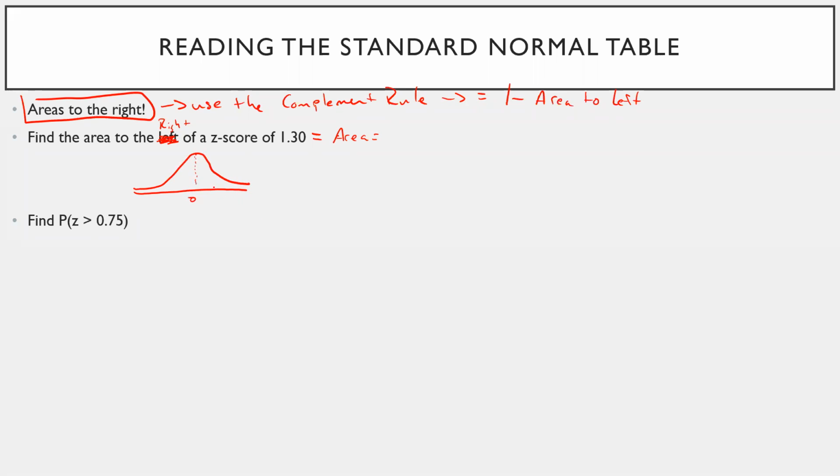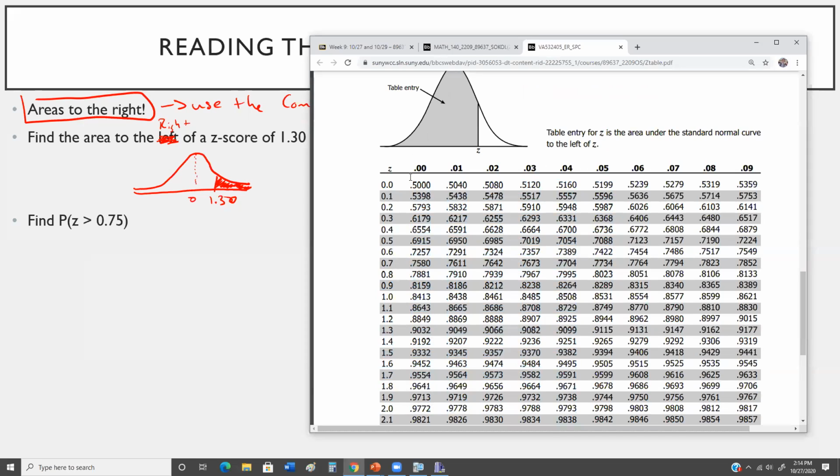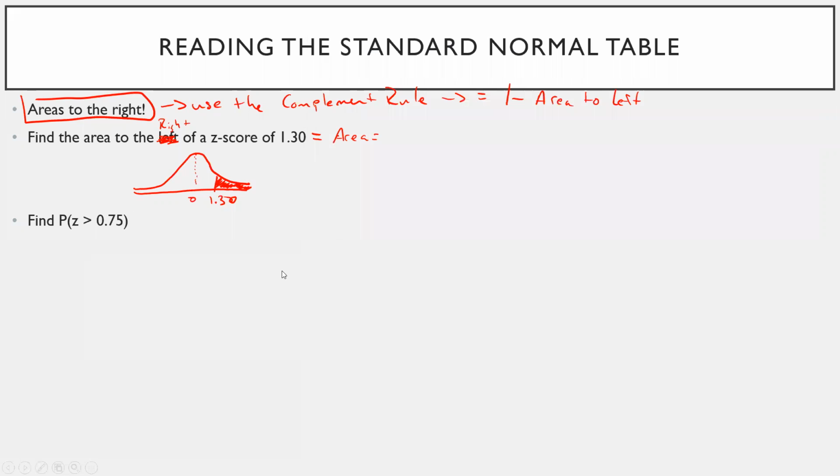Here's 0. 1.30 is out here. And I want to find to the right here. All right, so let me look up a z-score of 1.30 first so you can see exactly what's going on. So the first two digits are 1.3 and the last digit is a 0. Do you guys see the value 0.9032? Okay, 0.9032. That's this unshaded area.